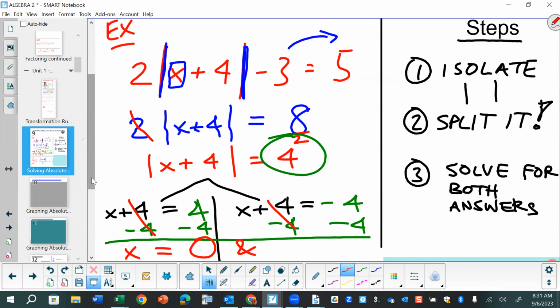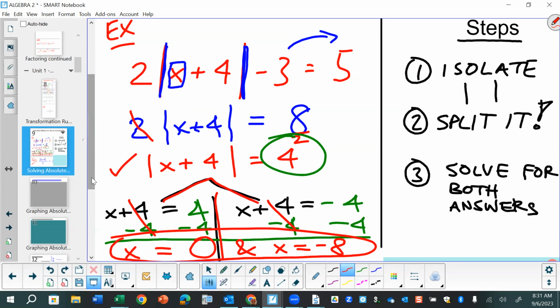What's negative four minus four more? Negative eight. Those are your two answers, and that's how you do absolute value problems. Okay. Step one, get the bars by themselves. Split it, two answers. Make it plus or minus whatever number's there, and then solve. Okay. So let's go to your homework sheet.